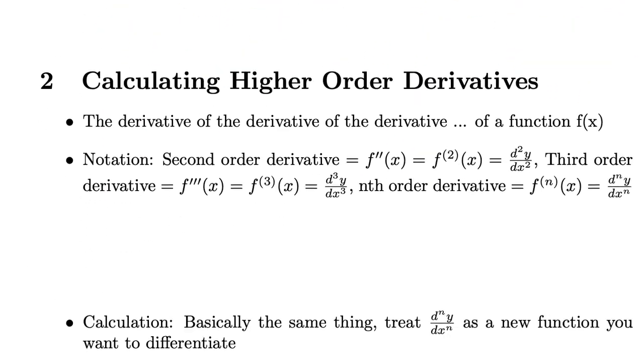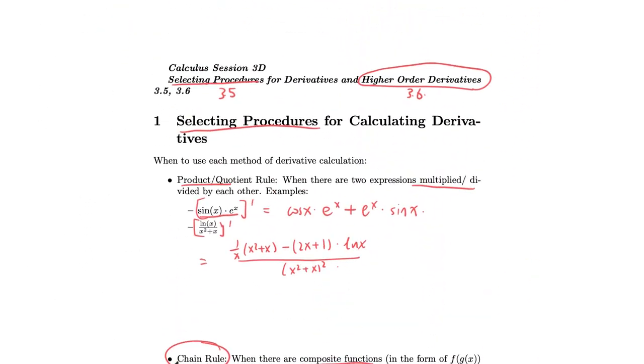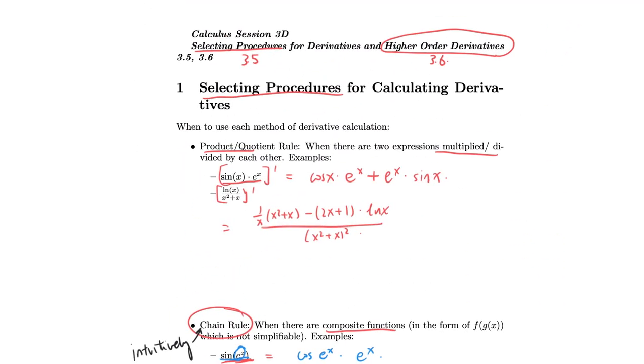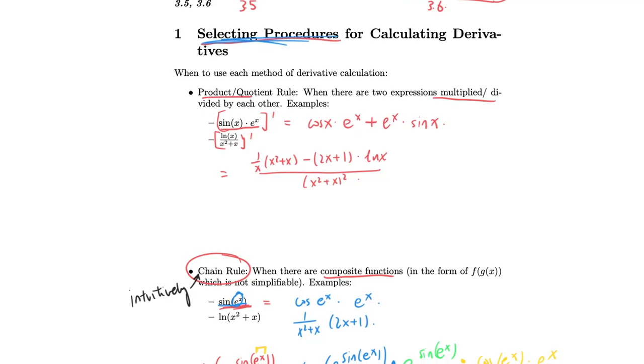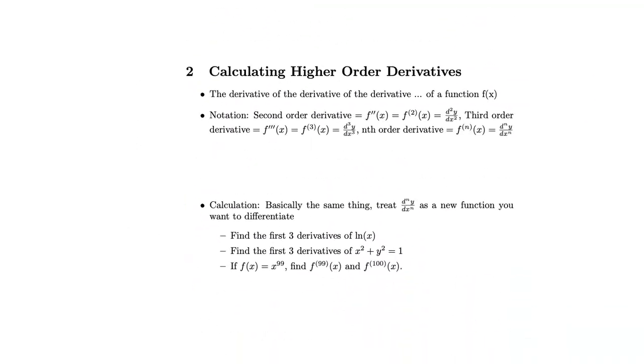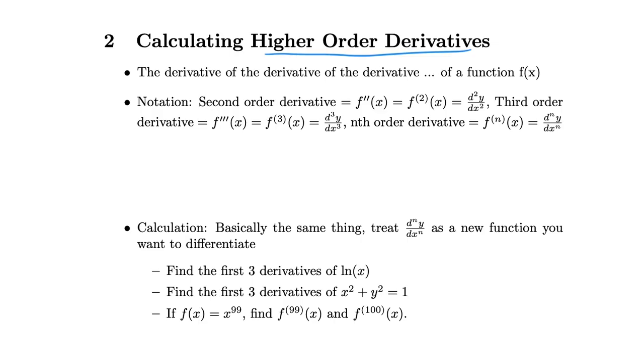Okay, then we get to the actually useful part. Again, not saying that any of this is not useful, but selecting procedures is more about just the feeling, right? So I just went through a brief review. Okay, so higher order derivatives: the idea is just that you take the derivative of the derivative of a function. So if you have a second order derivative, you take the derivative of f twice.